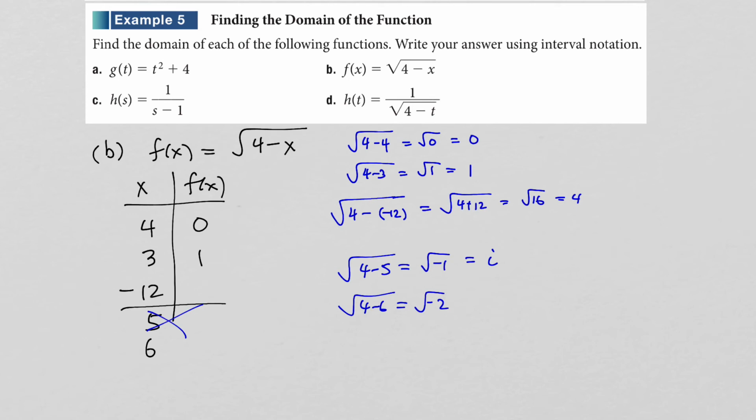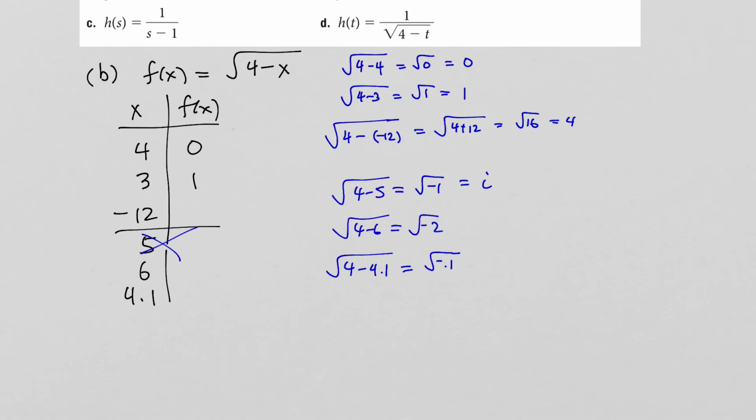So I can plug in 4. I can plug in anything less than 4, but I cannot plug in anything greater than 4, right? Even 4.1 is no good, because if I plug in 4.1, I get the square root of 4 minus 4.1, and that's the square root of negative 0.1, right? And that's no good because that's an imaginary number. So what are the numbers that I can plug in? Again, I can plug in 4, or I can plug in any number less than 4. So my domain is x has to be a number that is less than or equal to 4.